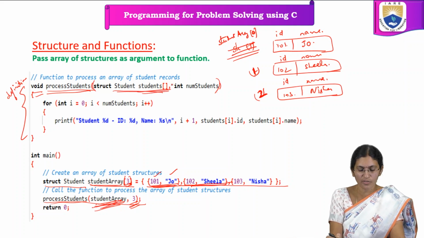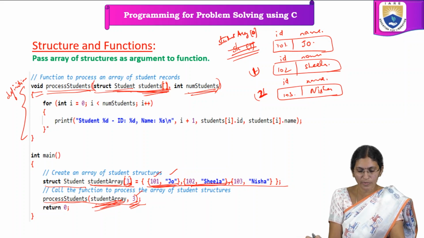The name of the array is students. To mention that this is an array variable, we have to use these square brackets. Then this is a variable of type struct student. And in order to receive this parameter, we define an integer variable, that is num students.